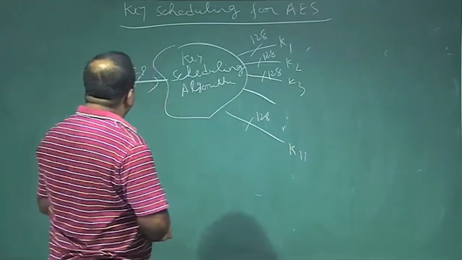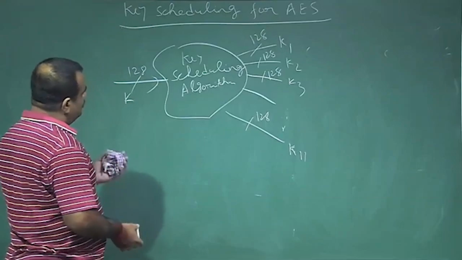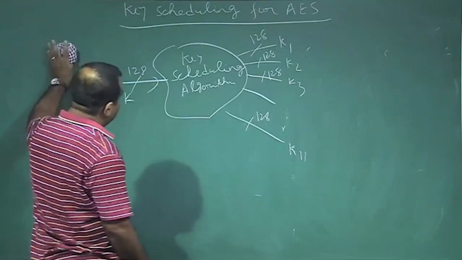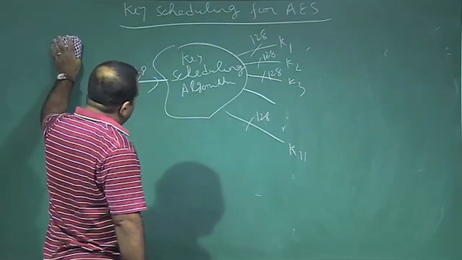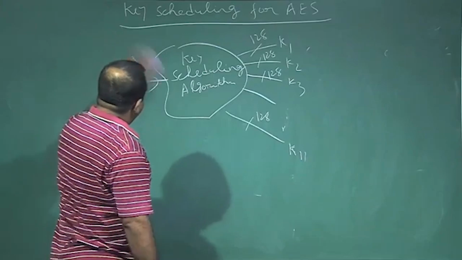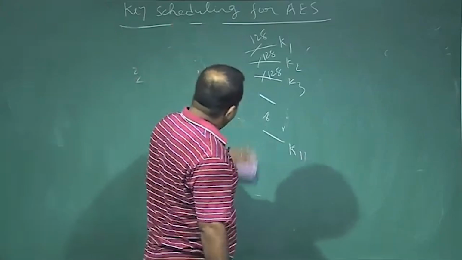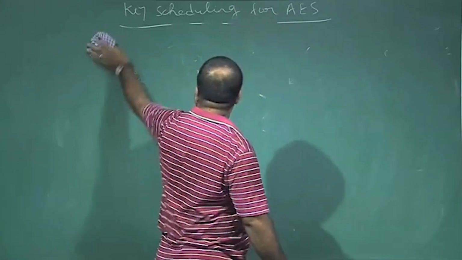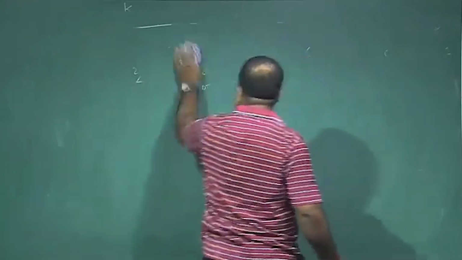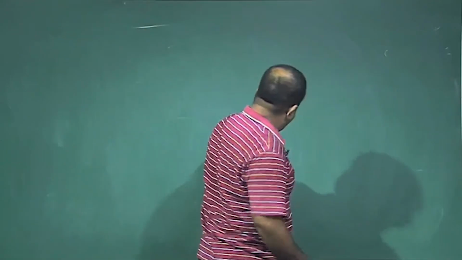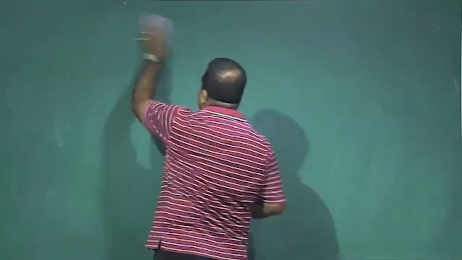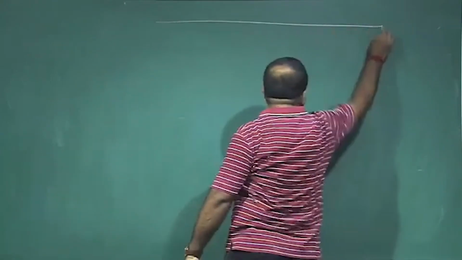So how can we get that? That is called the key scheduling algorithm, which we have to discuss. So let us talk about how to get K1, K2, up to K11. For this, what will we do? We have the key, which is 128 bits.